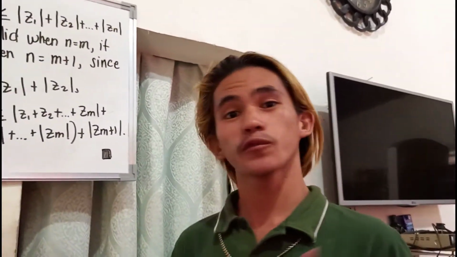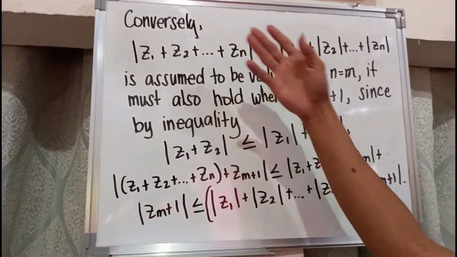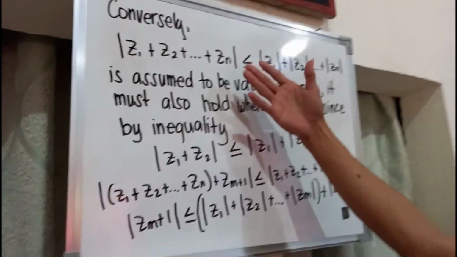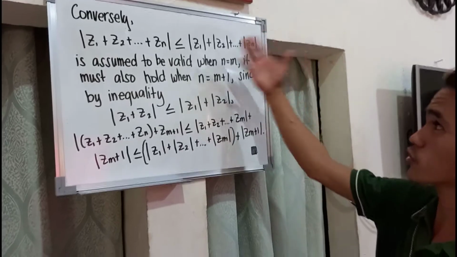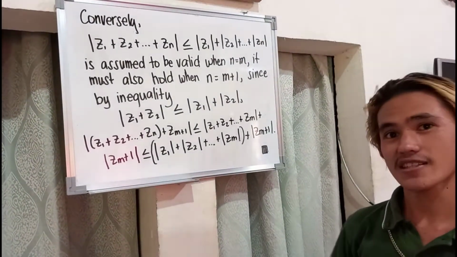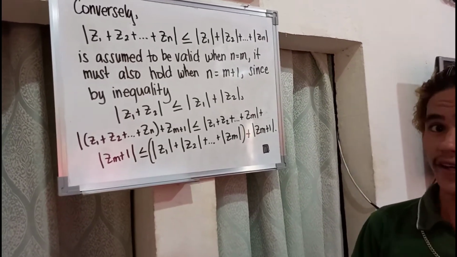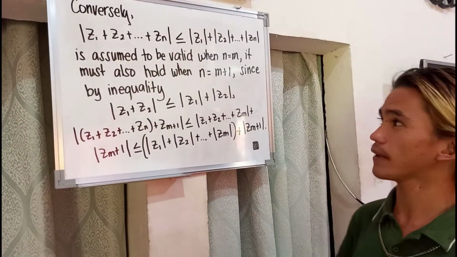Single inequality of a complex number: the modulus of z sub 1 plus z sub 2 is less than or equal to the modulus of z sub 1 plus the modulus of z sub 2. Conversely speaking, the modulus of z sub 1 plus z sub 2 plus ... plus z sub n is less than or equal to the modulus of z sub 1 plus the modulus of z sub 2 plus ... plus the modulus of z sub n. It is assumed to be valid when n equals n, so it must also hold when n equals n plus 1.